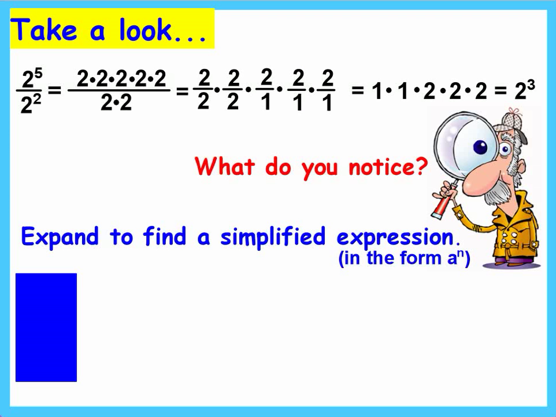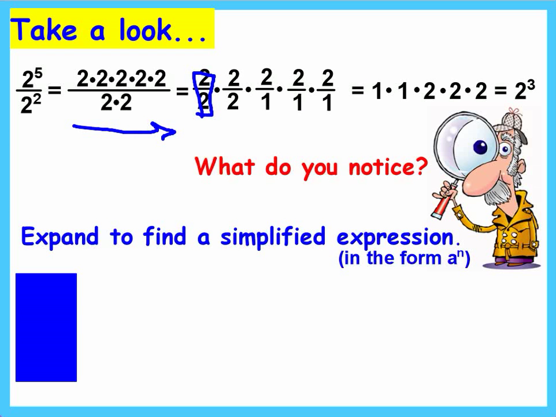So take a look. Here's what we're working on. Now we're looking at exponents written in fraction form. So if we have 2 to the 5th power over 2 to the 2nd power, if we write that in expanded form, we're left with 2 times 2 times 2 times 2 times 2 over 2 times 2.